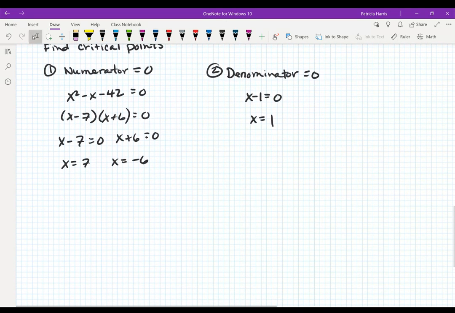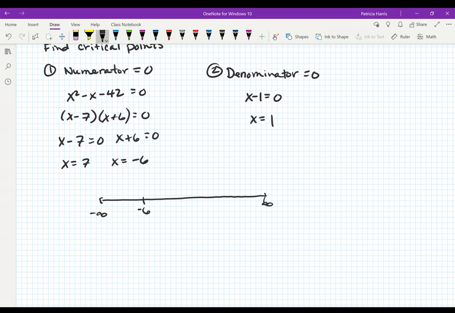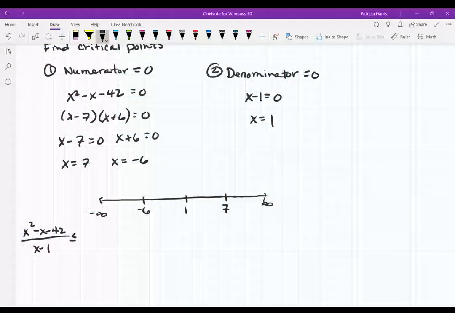Okay, here we go. We're going to use our number line and some test points. Now notice if I have 3 test points, I actually cut up my number line into 4 different intervals. Now please make sure you put your numbers in the right order. Like that. All right, I'm going to write my inequality at the side so I can remember what it is.